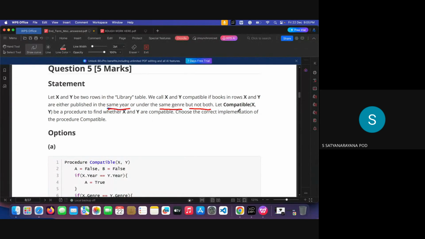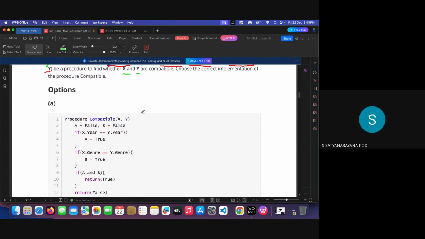For checking compatibility, they are using a method or procedure called compatible. It takes two parameters, X and Y. These X and Y are already taken as two books. We don't worry about how they are extracted. We have to worry about whether they are compatible, in terms of being published either in the same year or the same genre. Both is not valid. So find whether X and Y are compatible or not. Choose the correct implementation of the procedure. Options are there. Look at that.